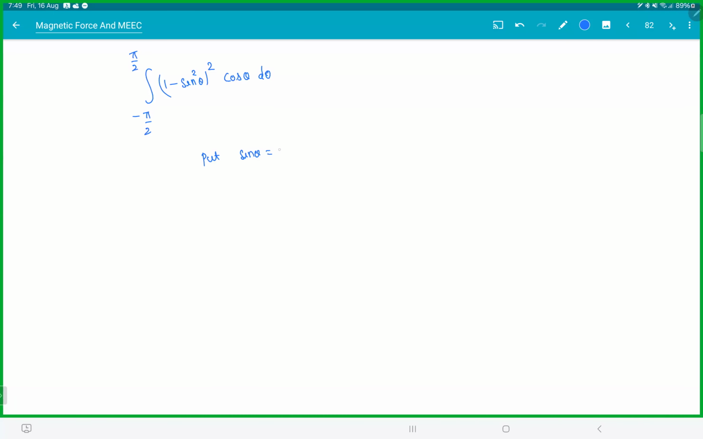Put sin theta is equal to t. This would be from -1 to 1, (1 minus t square) whole square. This would be cos theta d theta. So that will be dt.